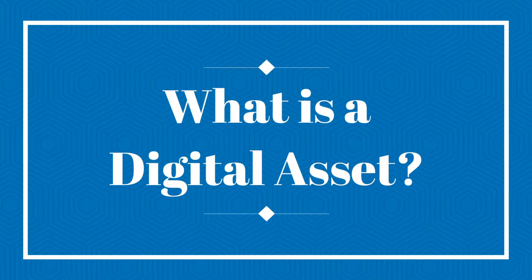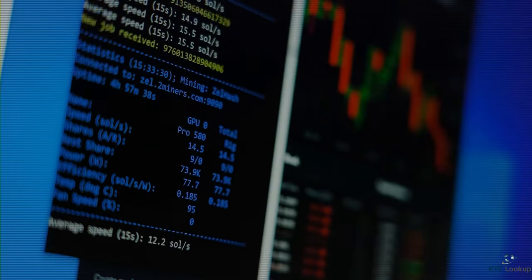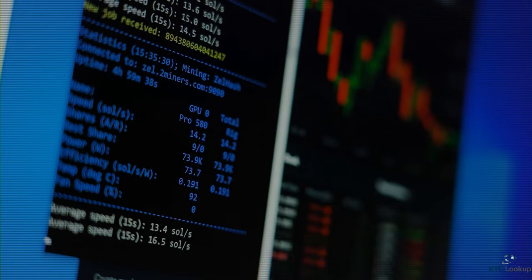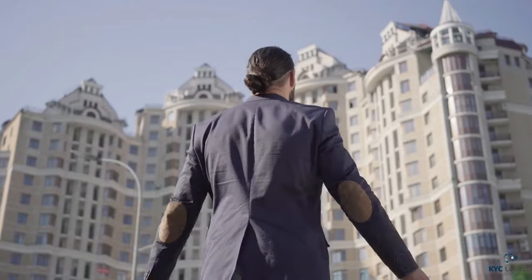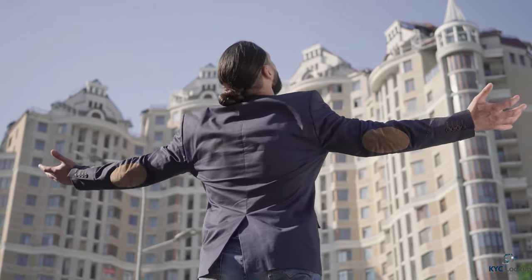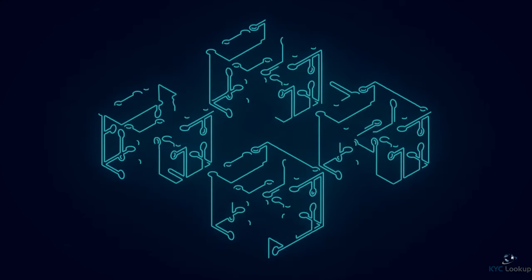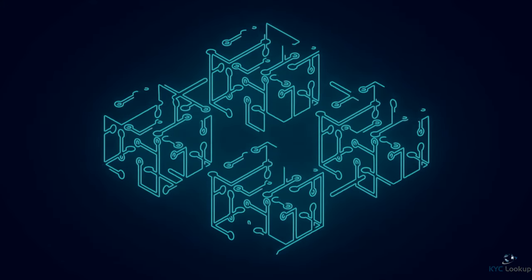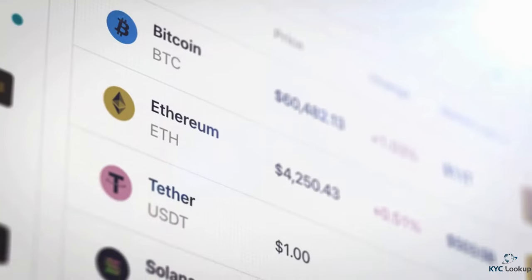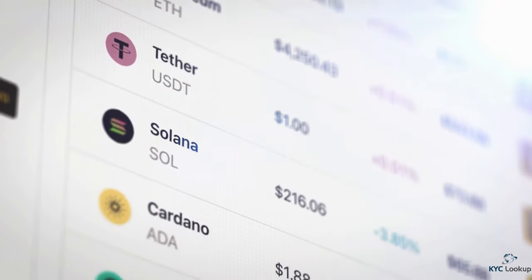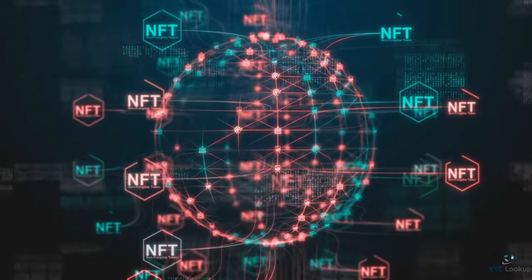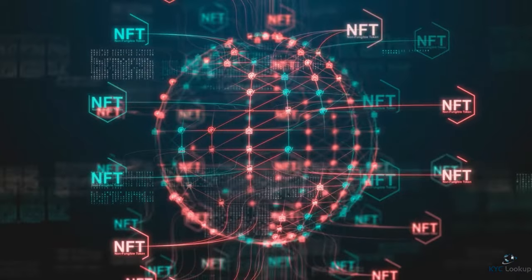What is a digital asset? Digital assets encompass a broad range of intangible assets that exist in electronic form. These assets can represent ownership, value, or rights, and are stored and transferred using blockchain technology or distributed ledger systems. Examples of digital assets include cryptocurrencies like Bitcoin, Ethereum, and other altcoins. Digital tokens, representing ownership in a specific asset or project. Digital representations of physical assets and more.